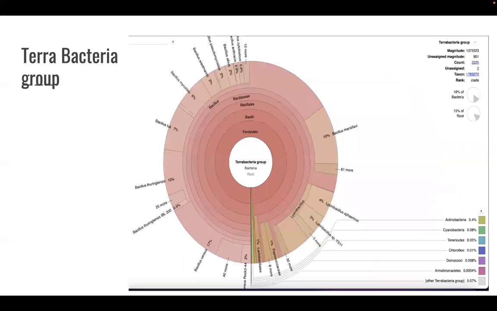So this is the Terrabacteria group. I'm only including this because I wanted to show that I did grow cyanobacteria, which is really interesting because we do the alum treatment so often. I wasn't sure if we were going to find cyanobacteria in there or not. So it is interesting that I did find a little bit.